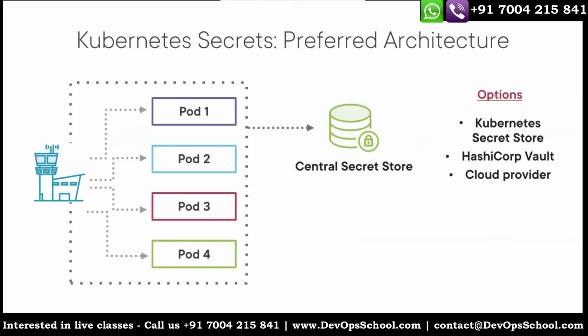So, Kubernetes secret preferred architecture. Here are the options which you can use, which I talked about. Either you use the secret in Kubernetes, the one which you're using, which is not secure, or you migrate to a central secret store, such as the Kubernetes secret store. That's one product. Or you can use Vault, which is again open source, or a cloud provider like AWS KMS, Azure Key Vault, and so on. You can provide it and integrate.